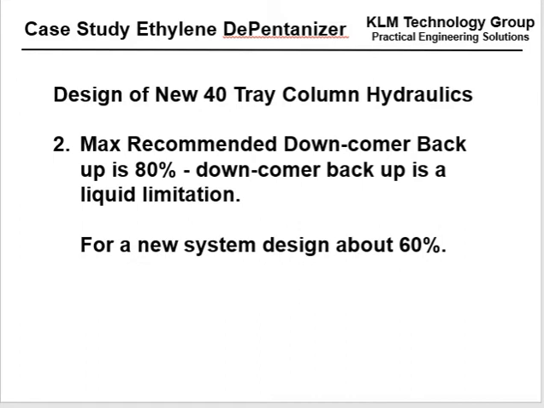Downcomer backup. The maximum downcomer backup, this is a liquid limitation, is about 80%. For a new system, I'm going to design about 60% downcomer backup.